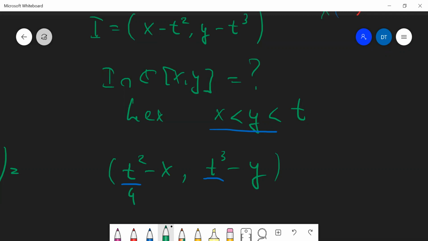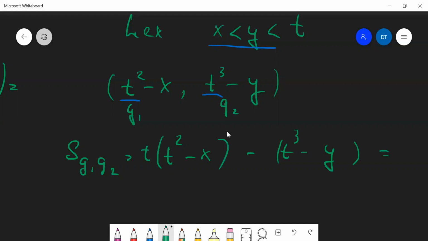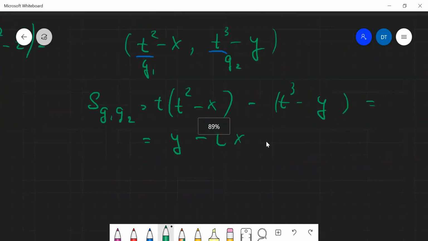So this is your g1, this is your g2, and now we want to compute the S polynomial. So the S polynomial of g1 and g2 will be, let's say, this. And then multiply this by t and subtract. And then I will get what? y minus tx. Okay, and this guy is not reducible by these polynomials. So I have to add this polynomial to my set.